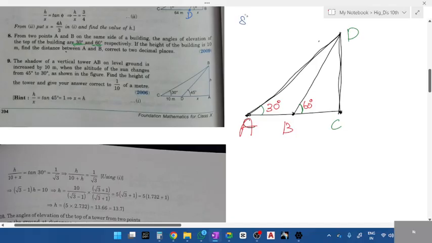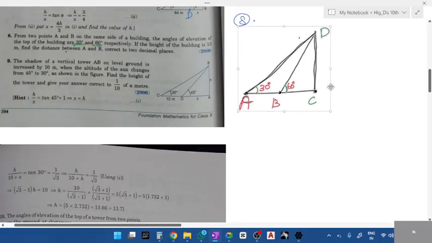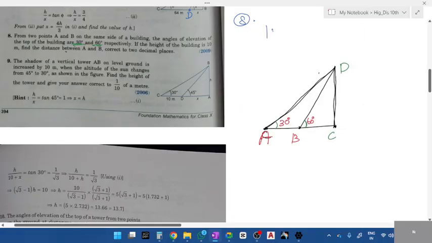Next, eighth question. If the height of the building is 10 meters, which is the height of the building here, students? CD is the height of the building. Write it. Height of building is CD, that is equal to 10 meters. And what do we need to find here? Find the distance between A and B.